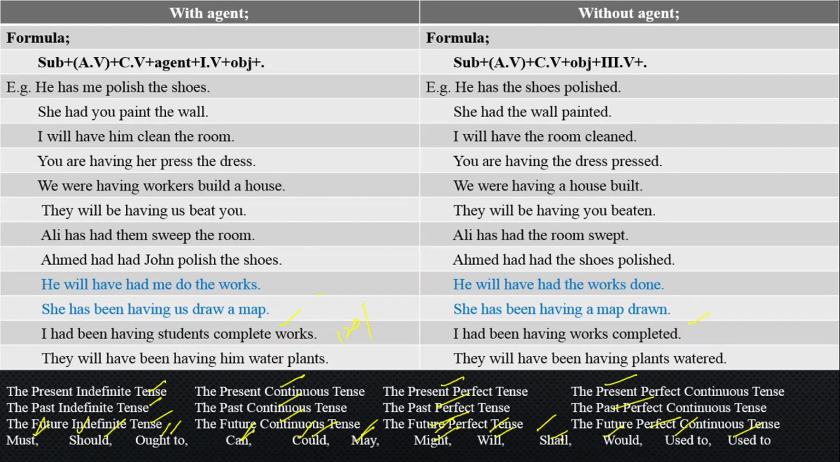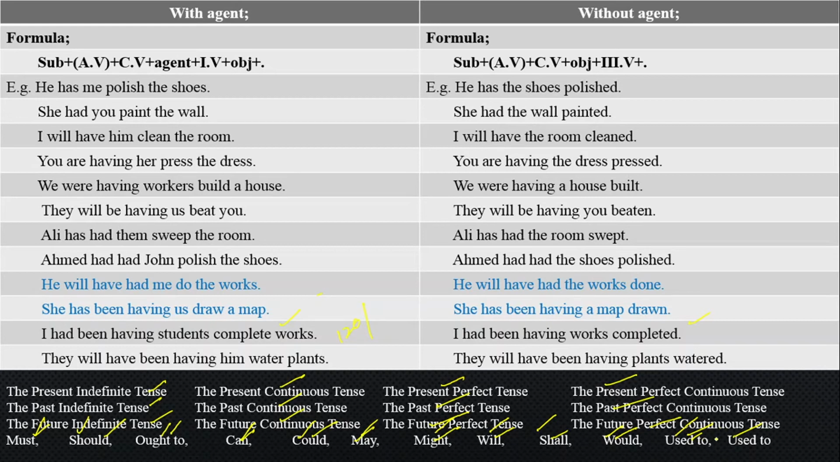I would have works completed. I would not have works completed. Would I have works completed? Would I not have works completed? Wouldn't I have works completed? I used to have works completed. I used not to have works completed. Use I to have works completed? Use I not to have works completed? Usn't I to have works completed?